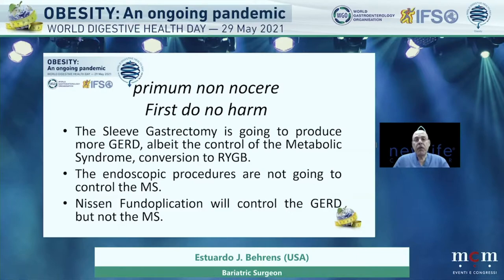All the time we have to think first of our patients. So the principle of primum non nocere, first do not harm, must prevail. The sleeve gastrectomy is going to produce more gastroesophageal reflux disease, albeit with control of metabolic syndrome, and in the near future, the patient has to have a Roux-en-Y gastric bypass. She's going to be converted.